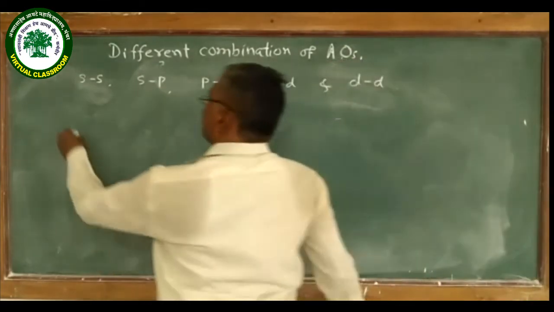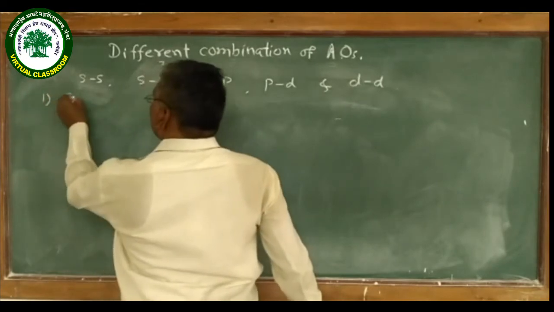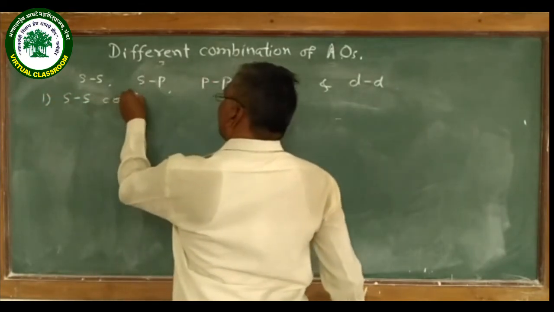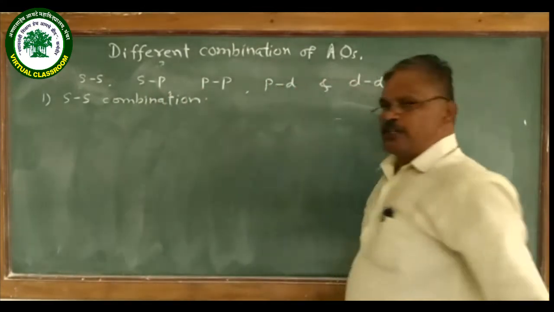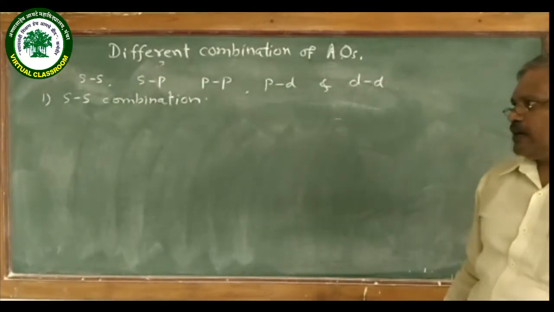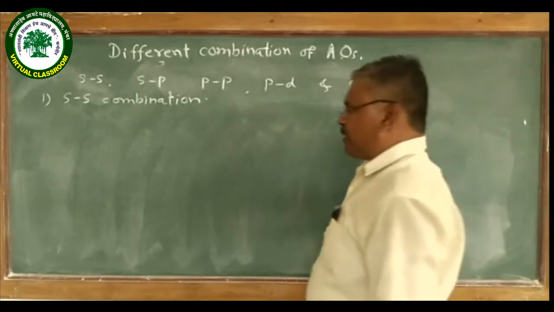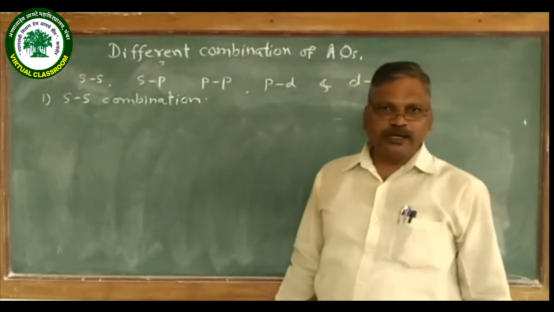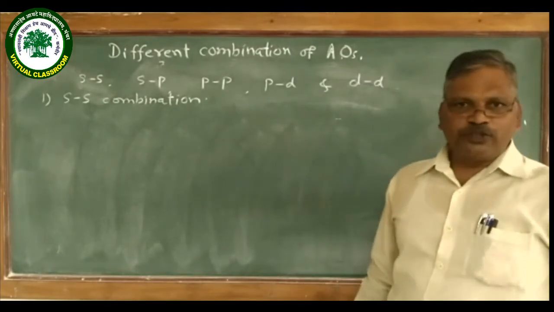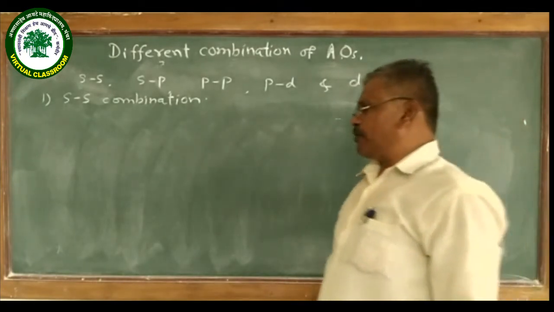First of all, the combination is SS combination. In SS combination, the s orbital of one atom combines with s orbital of another atom, and since s orbitals are spherically symmetric, their overlapping leads to the formation of sigma molecular orbital.